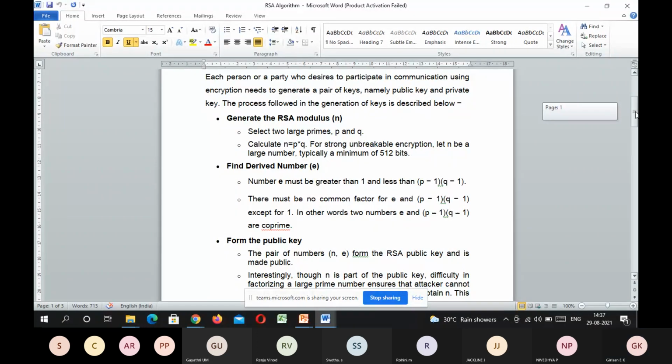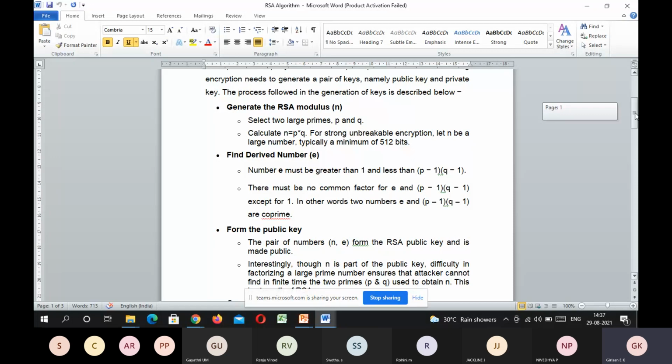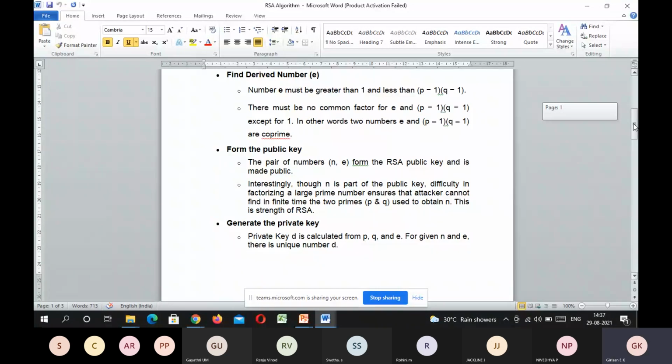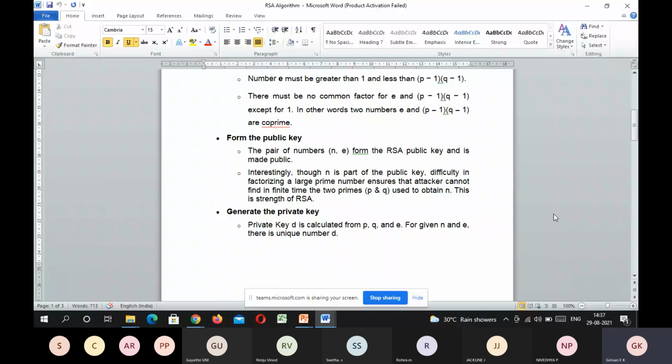Next is the formation of the public key. The key pair for the public key in RSA is (E, N). What is E? Just now we have generated it. There must not be a common factor for E and (P minus 1)(Q minus 1), so they must be co-prime. That is E, and N we already have. So this forms the public key pair. That is (E, N) forms the public key pair. That is the fourth important point.